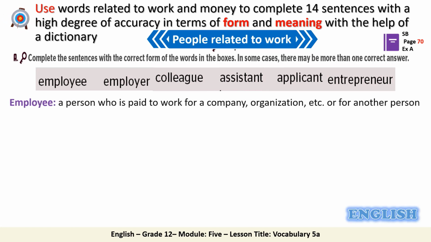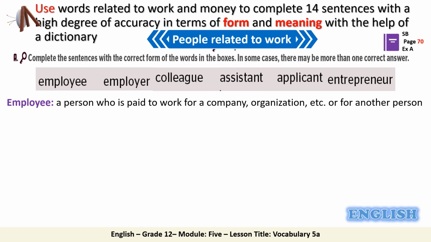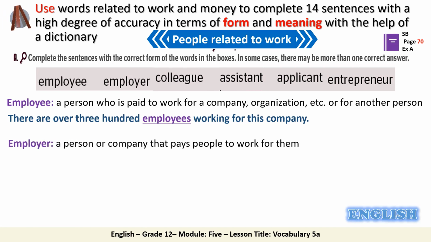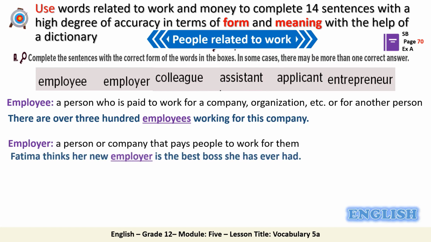We start with the word employee, which is a person who is paid to work for a company, organization, etc., or for another person. For example, there are over 300 employees working for this company. However, the word employer means a person or a company that pays people to work for them. For example, Fatima thinks her new employer is the best boss she has ever had.